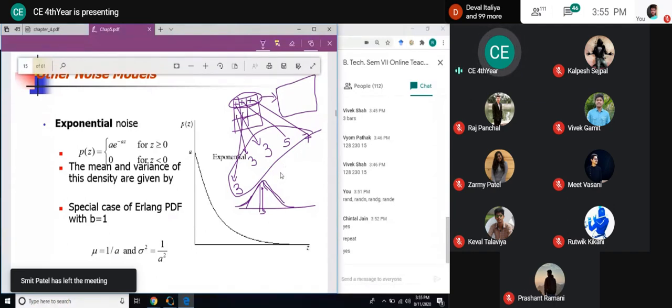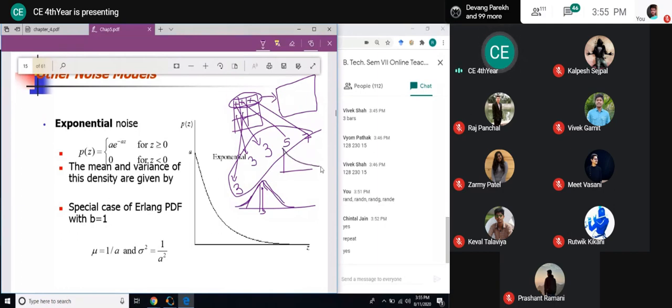Suppose I am drawing this PDF, and if it is taking this type of shape, then I will understand that the generated numbers are following an exponential distribution, and hence my noise is of exponential type. I hope it is clear now. So now my question is, anyway I am going to generate a random number.